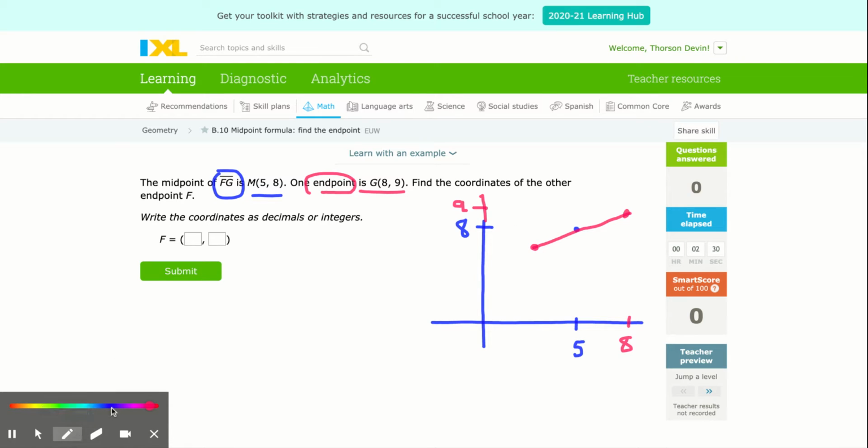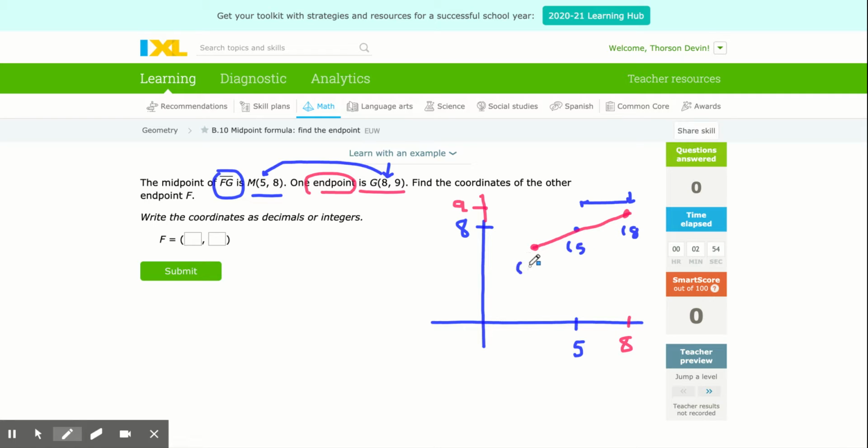So let's think about how we do that. Well, it's not very difficult. My x value for my endpoint, which is 8, I had to move to the left, or in the negative direction, 3 units to get to 5, right? So I went from an x value of 8 to an x value of 5. Well, I'm going to go that same amount of distance further. So I'm going to go 3 more units and get to 2. My x value is 2.